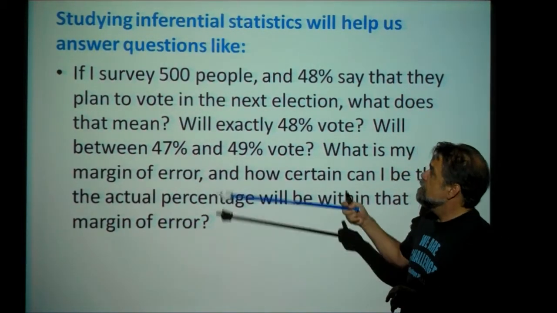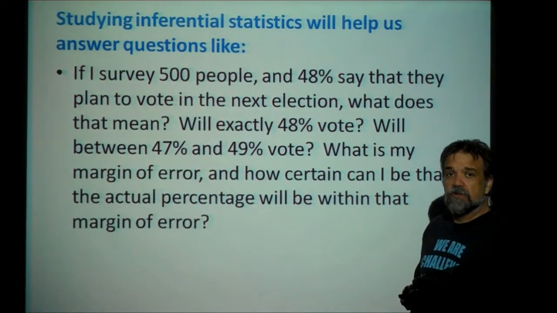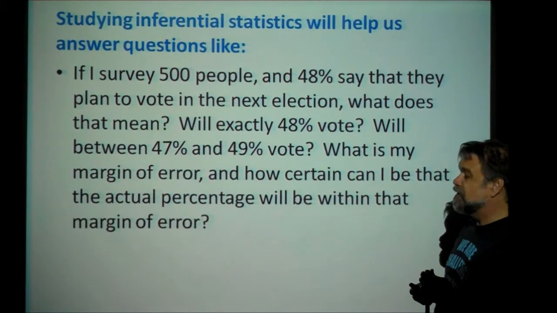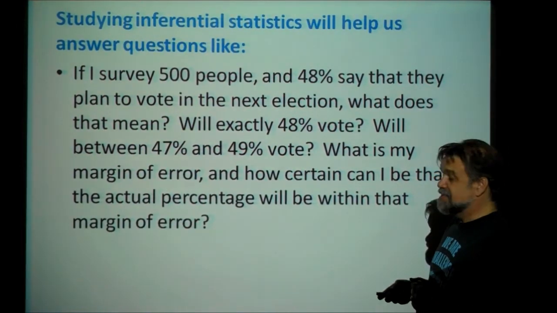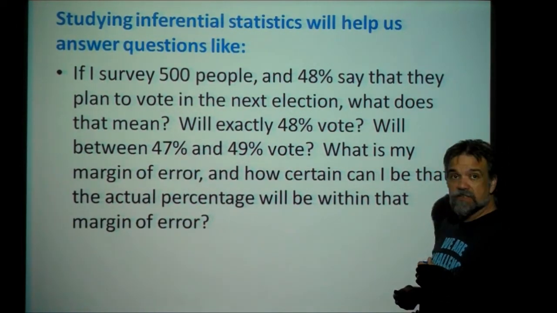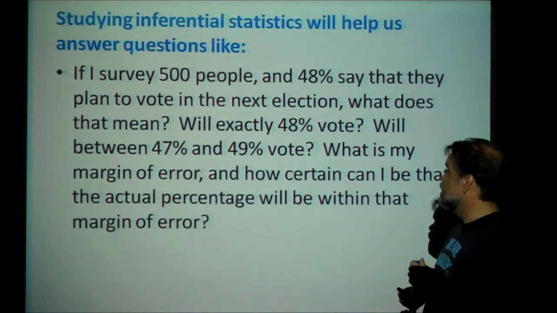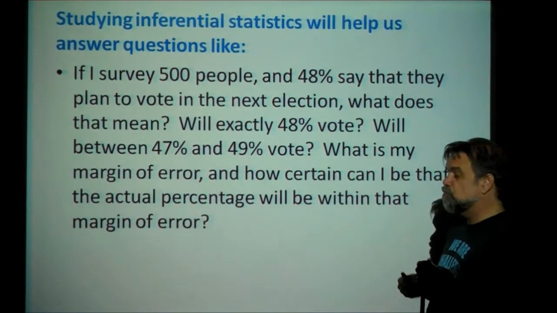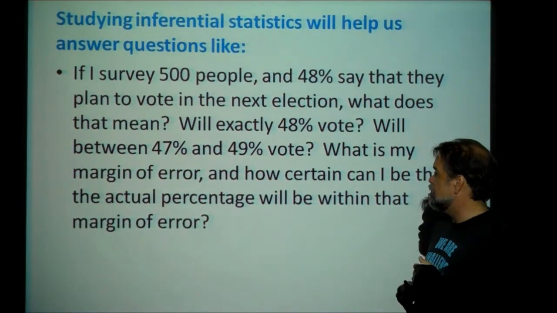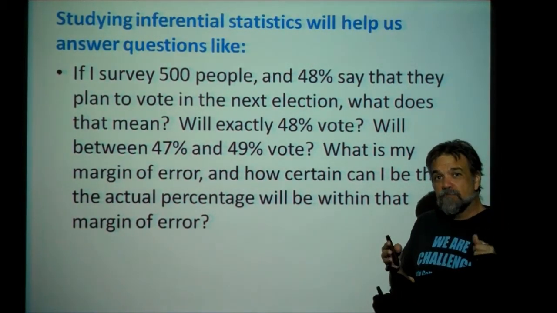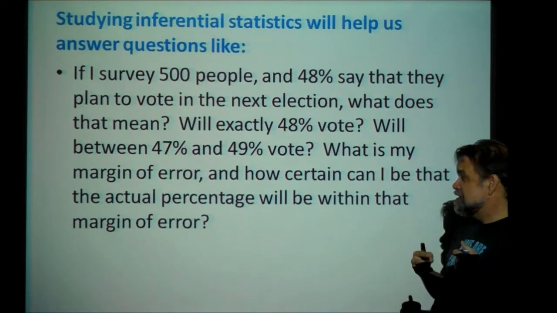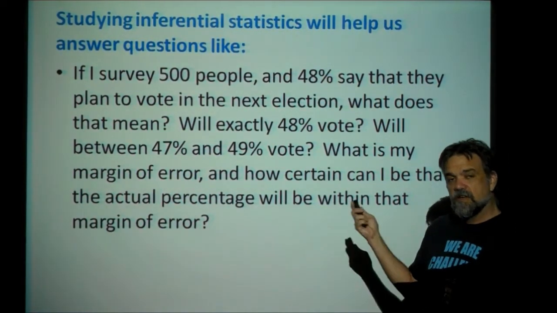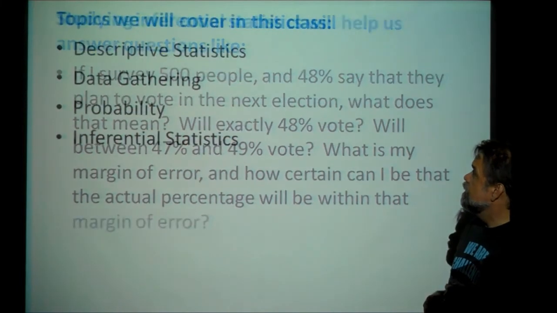Or, if I survey 500 people, and 48% of them say that they plan to vote in the next election, what does that mean? Does that mean exactly 48% of the entire population is going to vote? Or does it mean that like between 47 and 49% is going to vote? What exactly is my margin of error here? And how certain can I be that the actual percentage is going to be within that margin of error? Again, you study statistics and it'll answer that question for you.